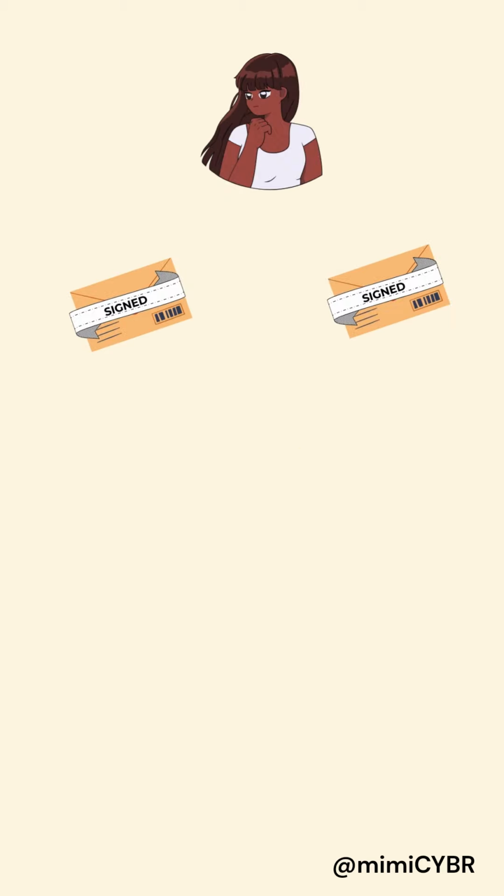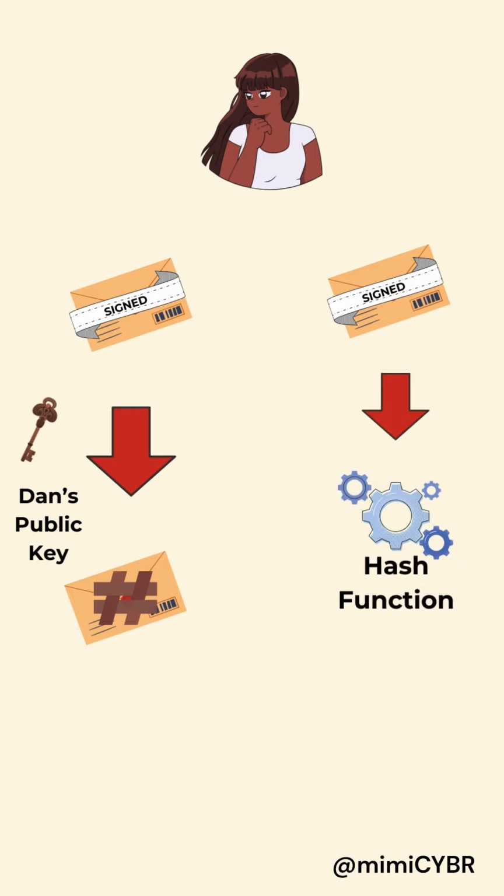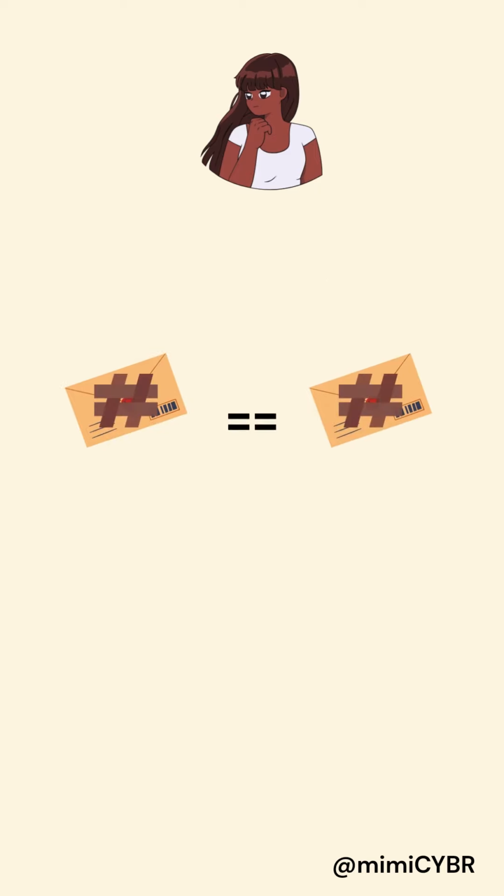When Sarah receives Dan's signed message, she will go through two phases to extract the message digest. She will verify that this message is from Dan by using Dan's public key to decrypt the digital signature and extract the message digest. In another step she takes, she passes the letter with the digital signature through that same hash function Dan used, and this produces the message digest. Now, Sarah compares the message digest values, and if they are equal, then she has confirmed that Dan's message was not altered while it was in transit.